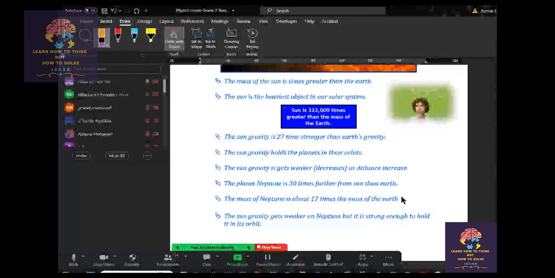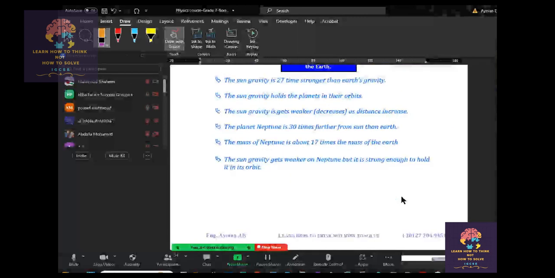We said that Neptune is 30 times further from the Sun than Earth, right? And so the farthest planet away from the Sun is what? It is Neptune, right?